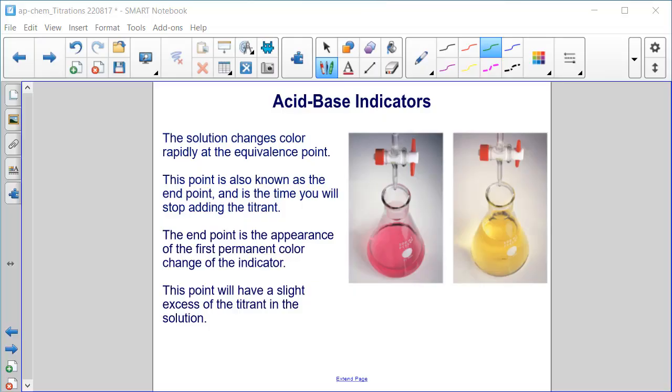The solution changes color rapidly at the equivalence point. This point is also known as the end point and is the time that you will stop adding the titrant. The end point is the appearance of the first permanent color change of the indicator. This point will have a slight excess of the titrant in the solution.